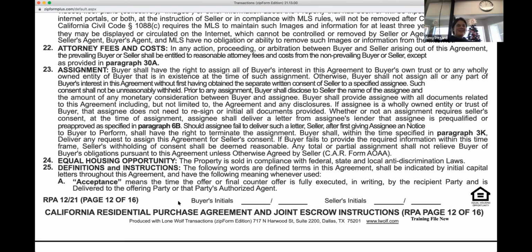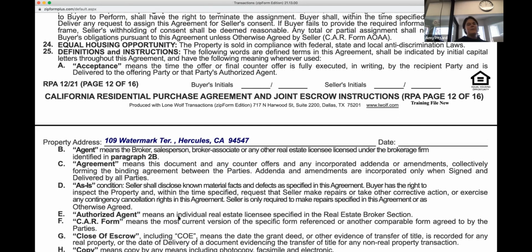Equal housing opportunity: the property is sold in compliance with federal, state, and local anti-discrimination laws. Definitions and instructions: the following words are defined in this agreement and shall be indicated by initial capital letters throughout the agreement and have the following meaning whenever used. Let me check and see if there's any changes on the definitions. I don't think there are. Oh, hold on. Oh, I know. So there is a difference in here as we go through the definitions. So we'll go through them all.